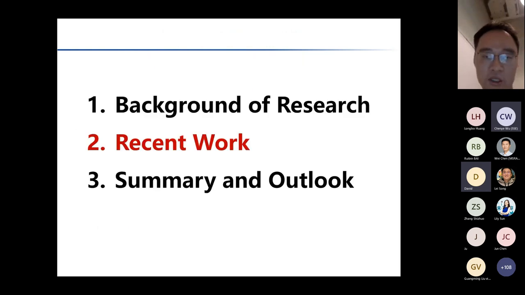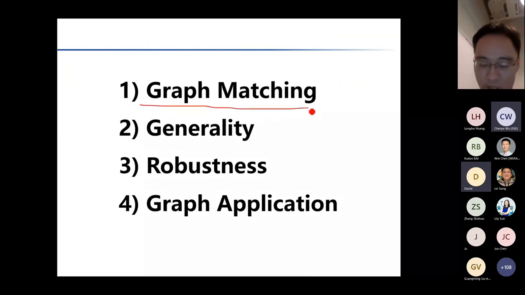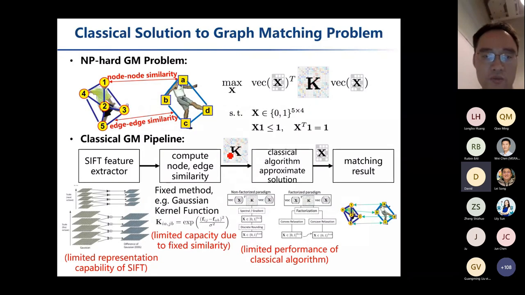So I will also introduce some of my work. One is about graph matching, which is actually my PhD thesis. I finished my thesis using the traditional approximate solvers or algorithms, because this is in general NP-hard. And we will also talk about other aspects of the machine learning solvers. So first, we jump into the very specific problem of graph matching.